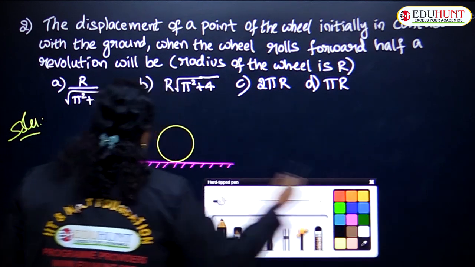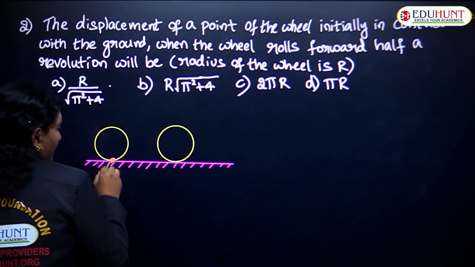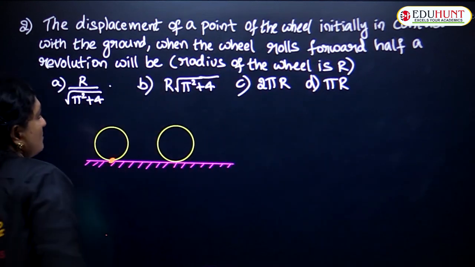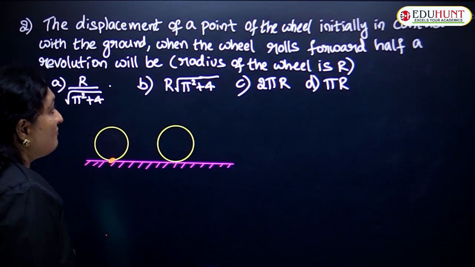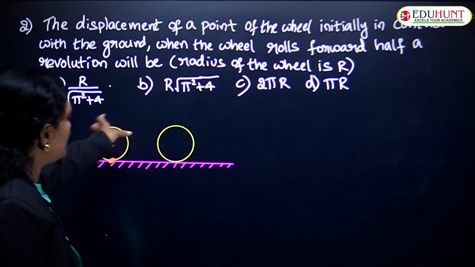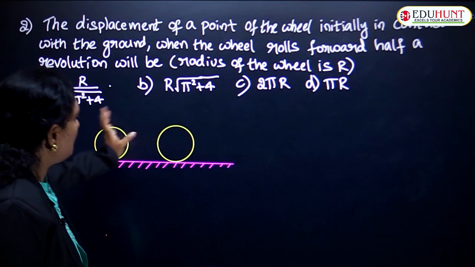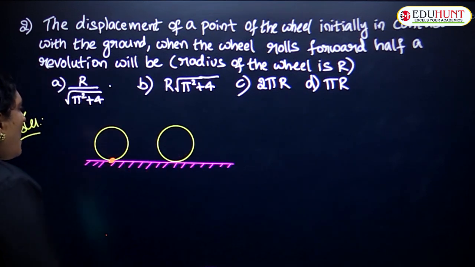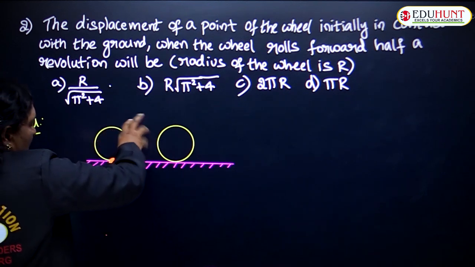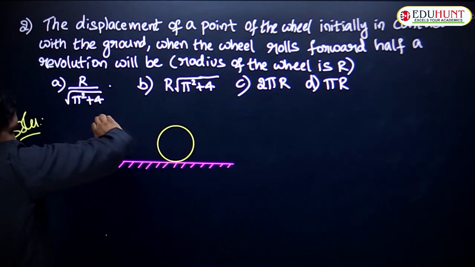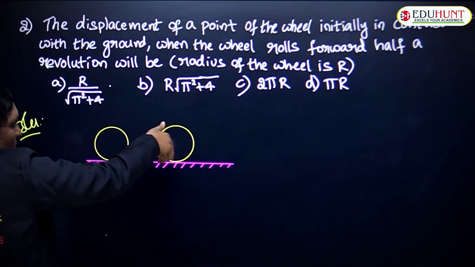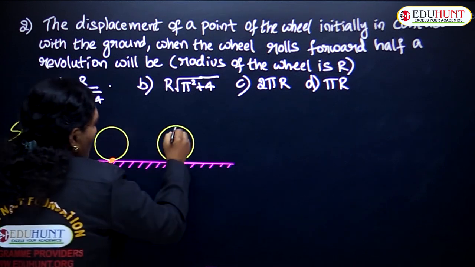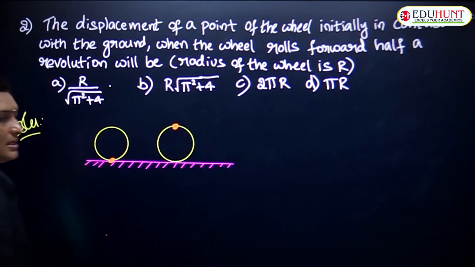Now let us observe carefully. This is the initial point of contact with the ground. When the wheel rolls forward, what is happening? The wheel is moving forward like that. When the wheel rolls forward half a revolution, you see my thumb here? This thumb, after rotating, will go up. After half a revolution, the point will go up. That means this point would have taken a new position, say here.